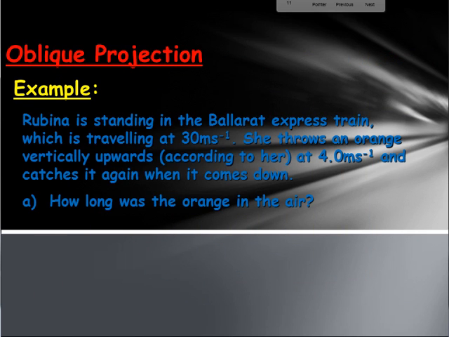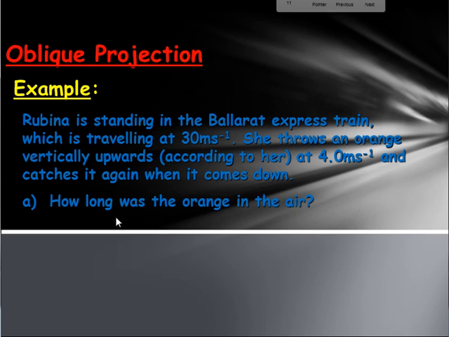We've got Rubina. She's standing on Ballarat. She's on the express train. She's travelling at 30 meters per second. She throws an orange vertically upwards, as far as it is to her, goes up at 4 meters per second, and then she catches it again at the same height when it comes down. So firstly, how long is the orange in the air?